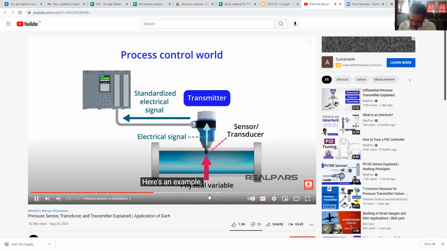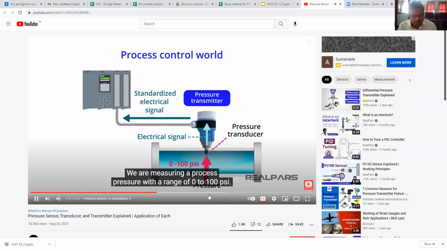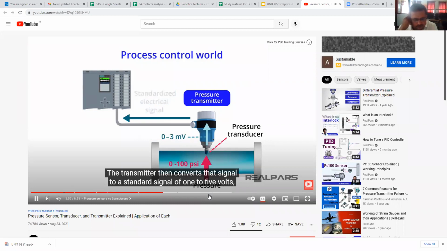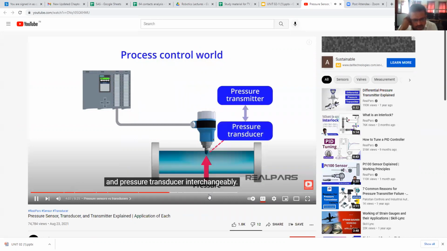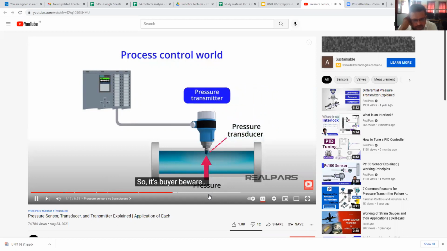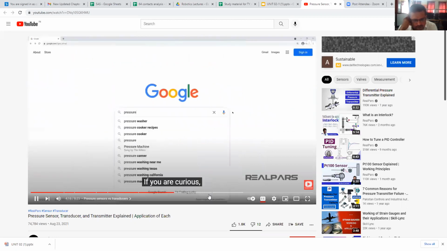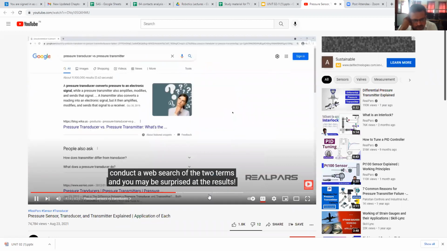Here's an example. We're measuring a process pressure with a range of 0 to 100 psi. Our sensor transducer performs the initial measurement and converts it to an electrical signal of 0 to 3 millivolts. The transmitter then converts that signal to a standard signal of 1 to 5 volts, which is received by a PLC analog input module. Many vendors use the terms pressure transmitter and pressure transducer interchangeably. But we now know that the two devices are not the same. So it's buyer beware.